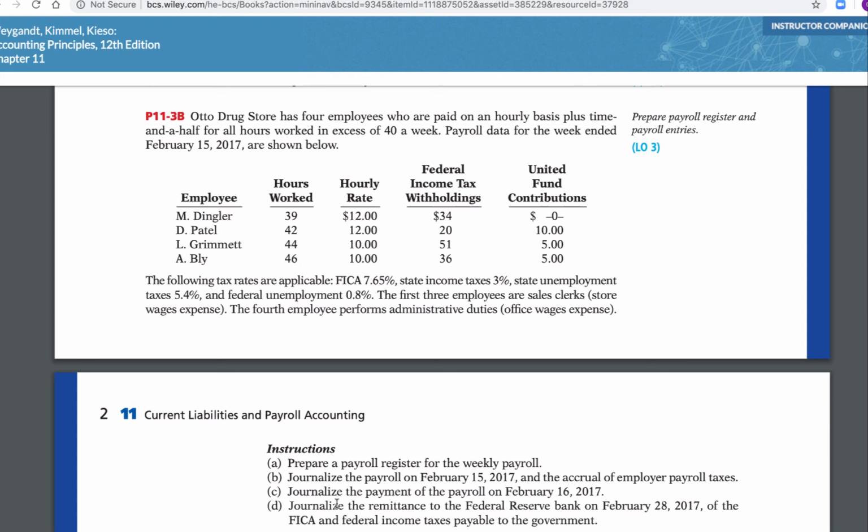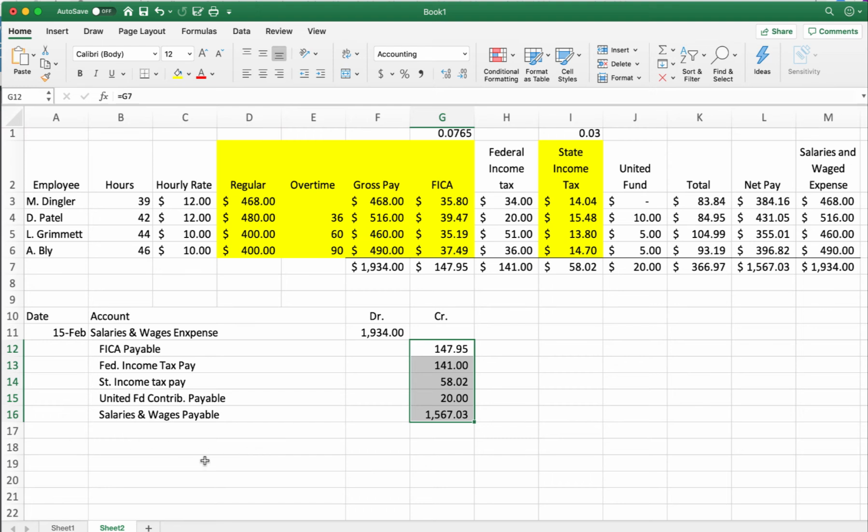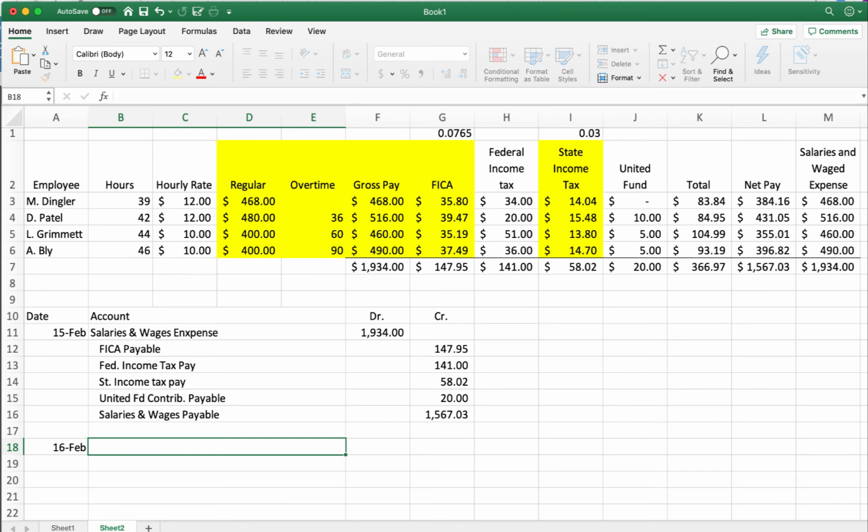So now we got to do C. Journalize the payment of the payroll on February 16th. Super easy to do. Skip a space between all your journal entries, please. And February 16th, it's payday, right? The employees are coming in. They're asking, where's my paycheck? Oh, we already wrote them out. Here you go. Here's the journal entry. I need to first show that my payable is going down, so I need to debit salaries and wages payable.